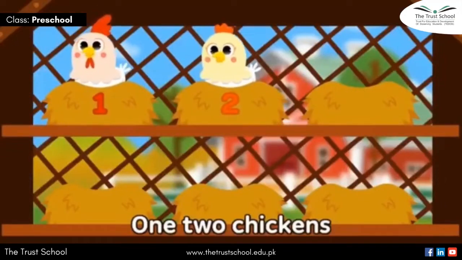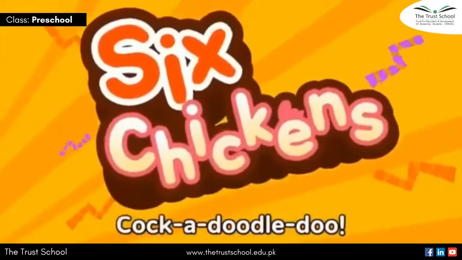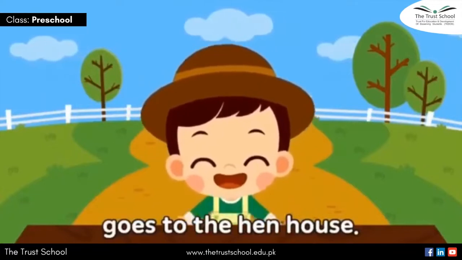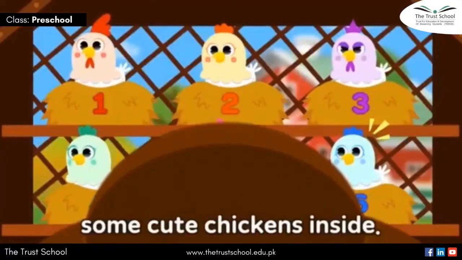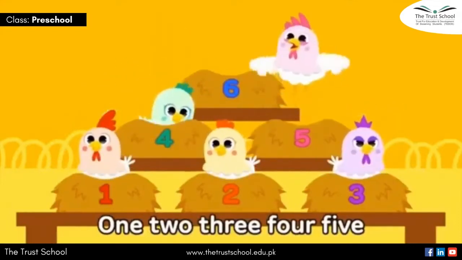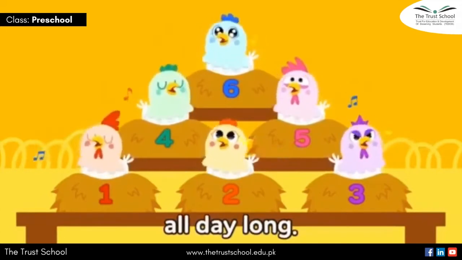1, 2 chickens, 3, 4 chickens. 5, 6 chickens, cock-a-doodle-doo. A cute little child goes to the hen house, and he meets some cute chickens inside. 1, 2, 3, 4, 5, 6 chickens, happily they sing together all day long.